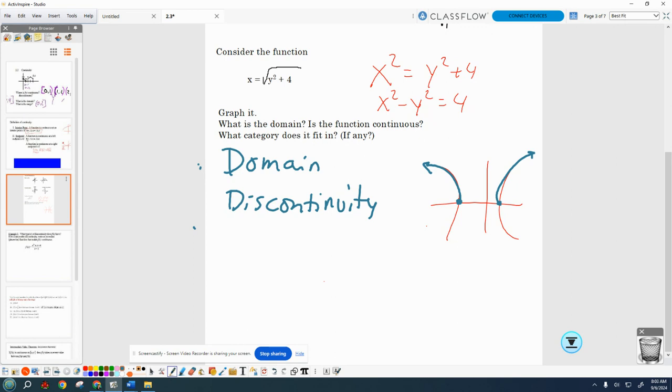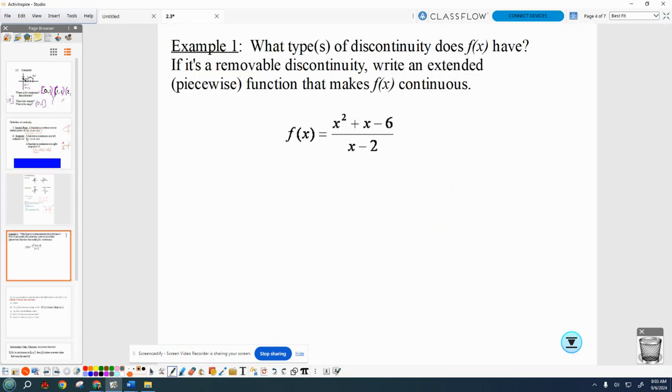Make sense, George? All right. Try this problem, and I apologize for the crappy wording, but it's how the textbook writes these questions.